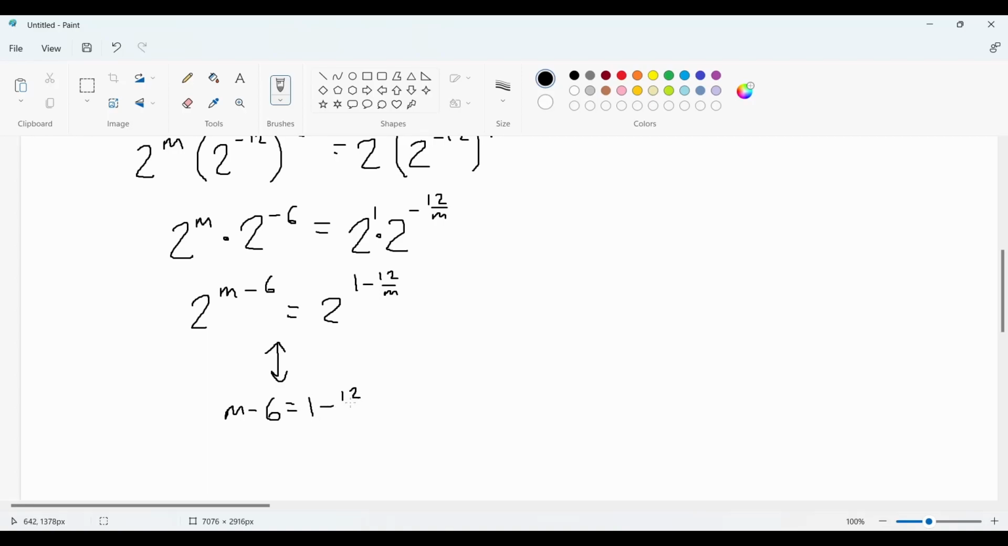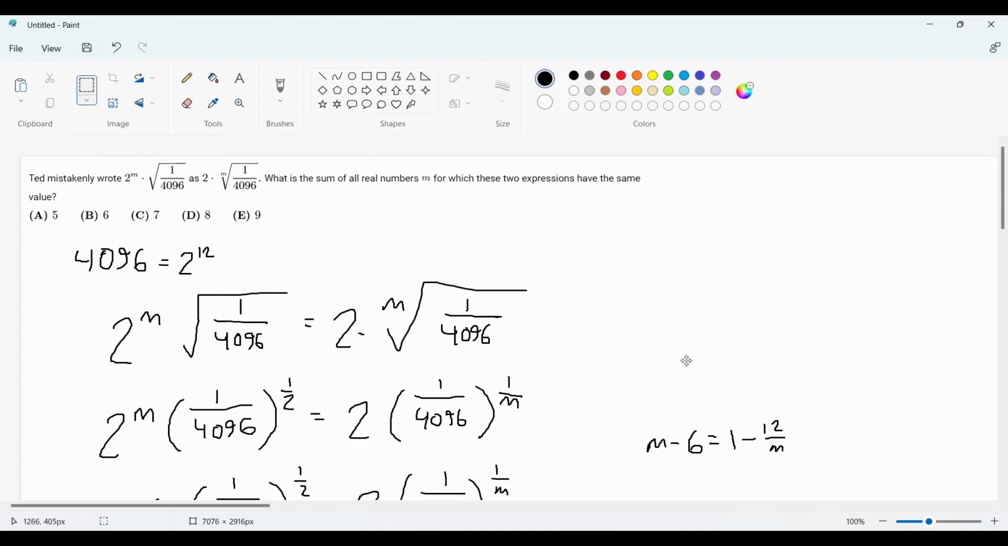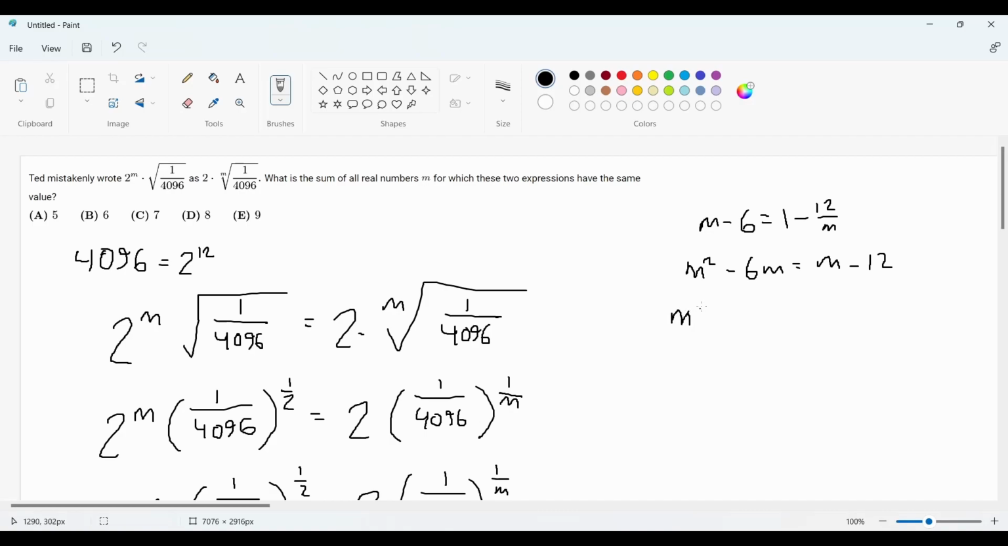And I don't think we even need anything that we just figured out. So I might just take all this information and drag it up, or copy it up, to stay closer to the problem. Now let's multiply everything here by m, because I want to get the m out of the denominator. So it becomes m squared minus 6m is equal to m minus 12, and let's just rearrange that. Let's move this m minus 12 over. Let's turn this into a proper quadratic equation. m squared minus 7m plus 12 equals 0.